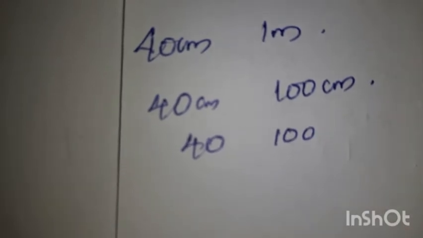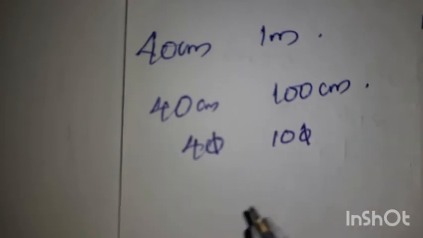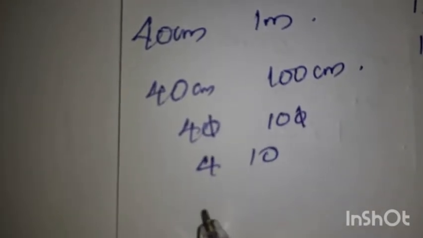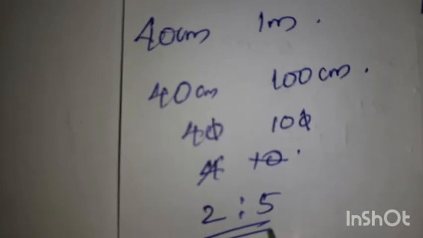40 centimeter and 1 meter. 1 meter is 100 centimeters. So 40 centimeter and 100 centimeter. So you got two numbers, 40 and 100. So you can cancel one zero. So 4 and 10 are the numbers. So 4 you can divide with 2. Then 10 you can divide with 2, we will get 5. So 2 is to 5 is the ratio.